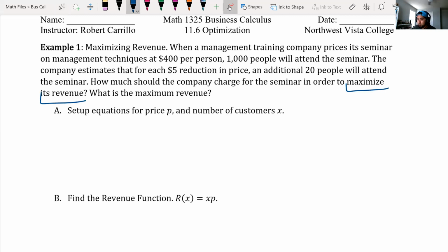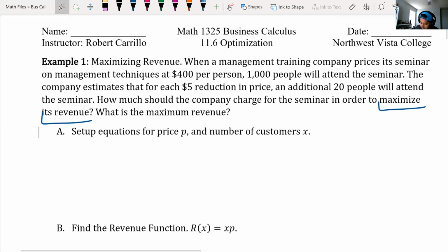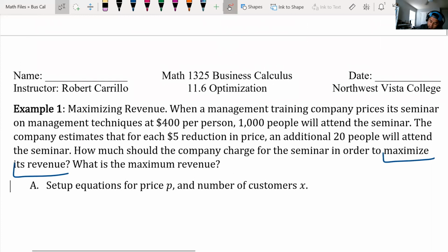Maximize revenue. Okay, which means we need to create a revenue equation. So in step A, we're going to set up an equation for price and set up an equation for the number of customers. I'll leave the problem up there. And let's start with price. For the price equation, we're charging $400 per person. So we're going to have $400.